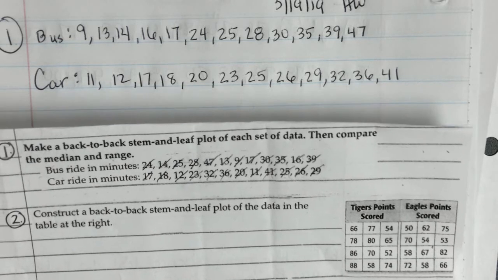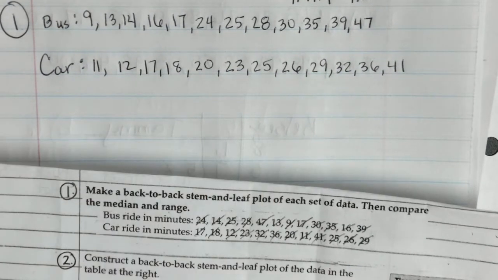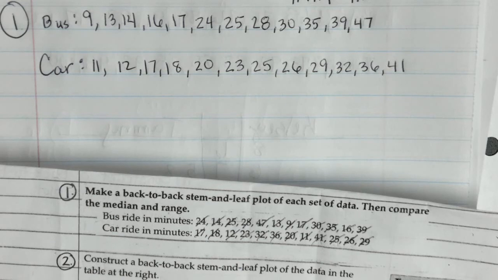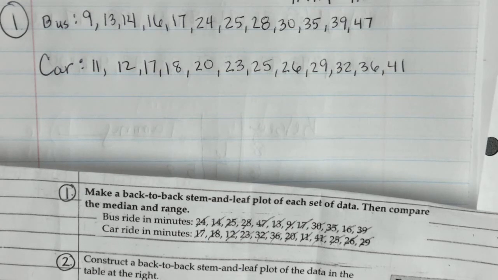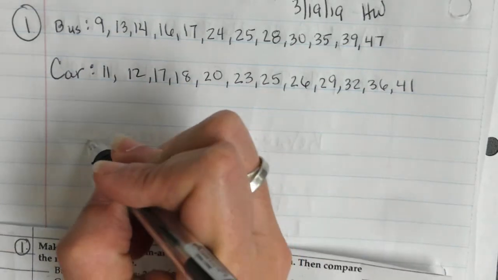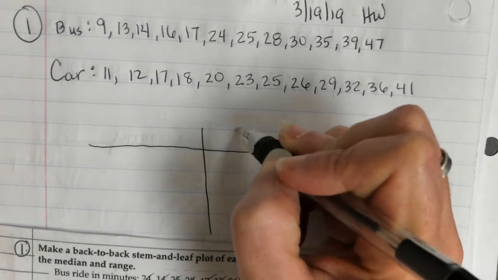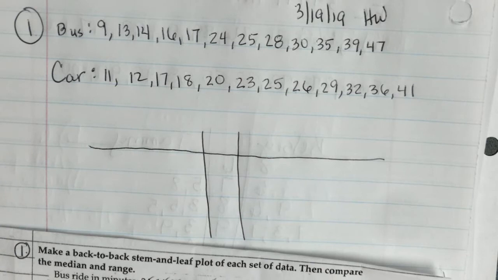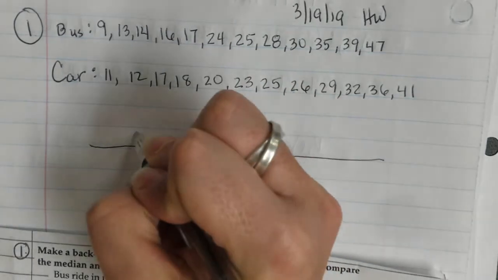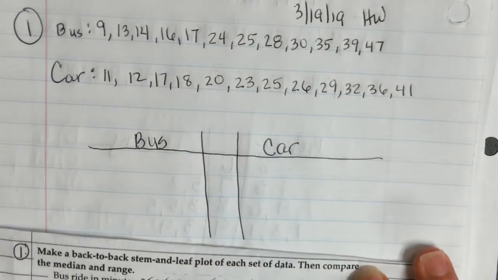So, once I get on my numbers, the first thing they want me to do is make the back-to-back stem and leaf plot thing. Okay, so I'm going to go down a few lines, because I may have to write up there in a few minutes. I know it's going to have a stem down the middle, leaves shooting off. I need one side to be the bus and the other side to be the car.